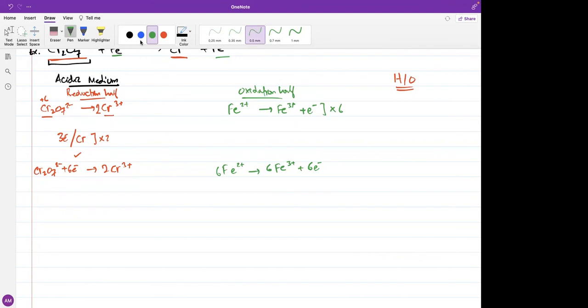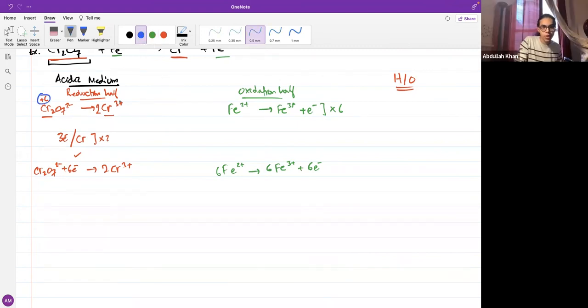Thank you. So you're only looking at the charges on the chromium, nothing else. Great. So now electrons are balanced, 6 electrons on each side. Great. And then you move on to balancing out the remaining hydrogen and oxygens, starting with oxygens. Oxygens first, hydrogens last.